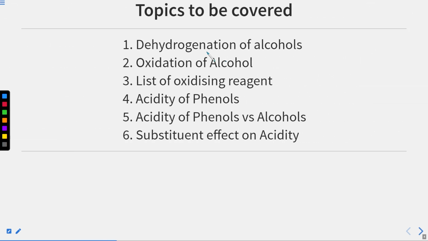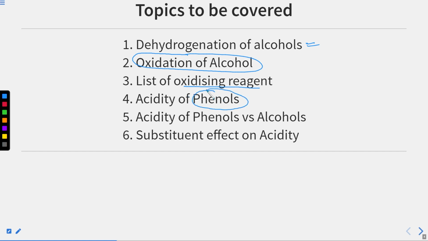First of all, we will see the dehydrogenation of alcohol. This is one thing I left out earlier, so I will cover this also. Further, we will see which agents can be used to oxidize alcohol. We'll see what oxidation of alcohol happens, and we will see the relative reactivity of each of these. After that, as I have told, today's topic would be mainly the acidity of phenol.